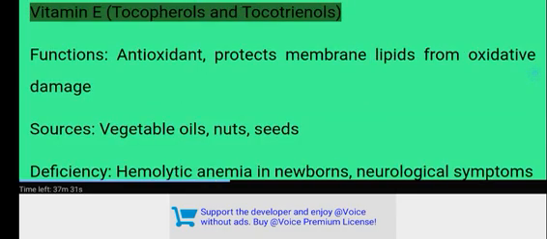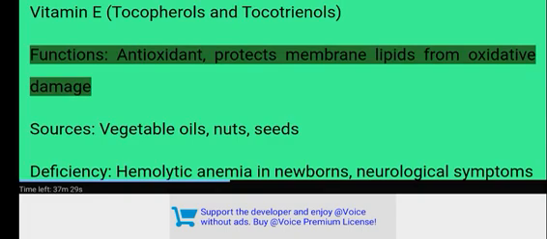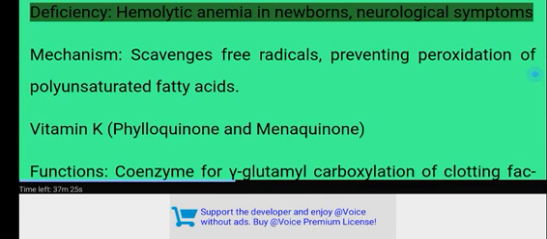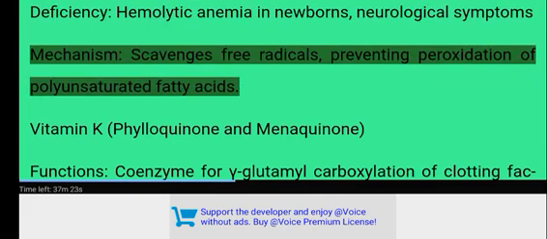Vitamin E: tocopherols and tocotrienols. Functions: antioxidant, protects membrane lipids from oxidative damage. Sources: vegetable oils, nuts, seeds. Deficiency: hemolytic anemia in newborns, neurological symptoms. Mechanism: scavenges free radicals, preventing peroxidation of polyunsaturated fatty acids.